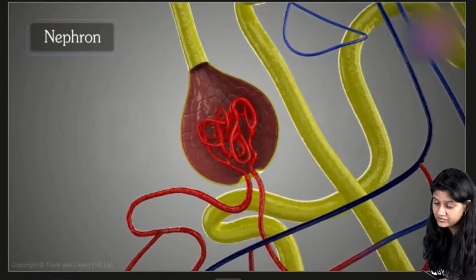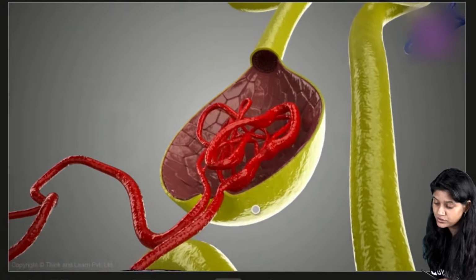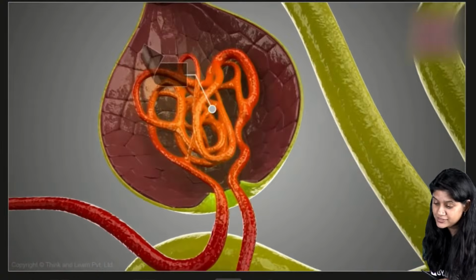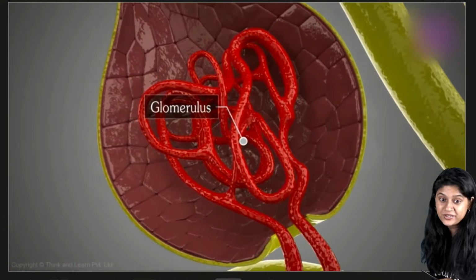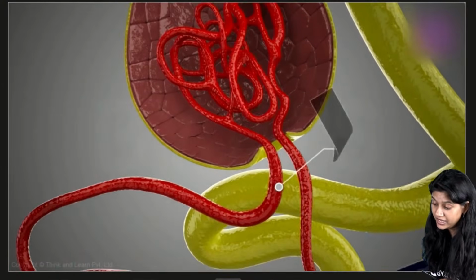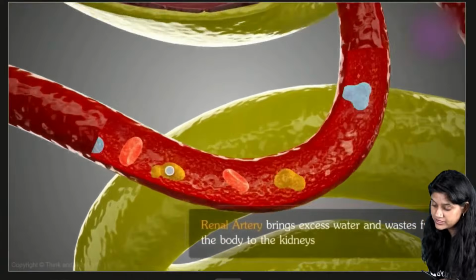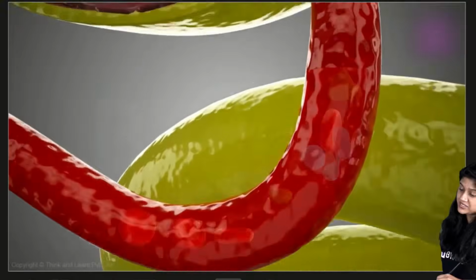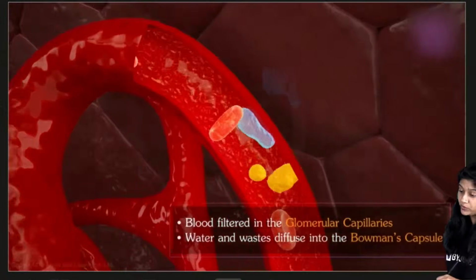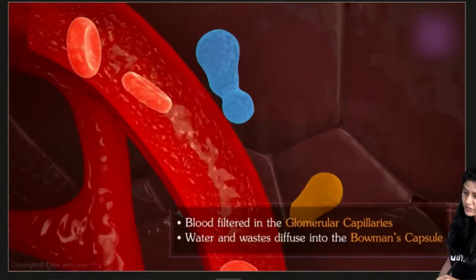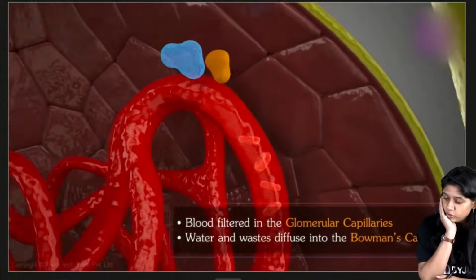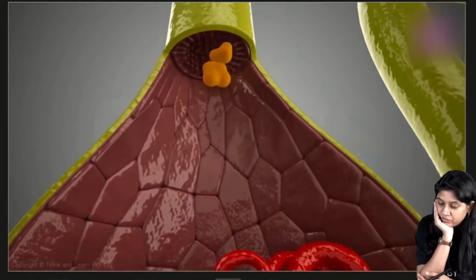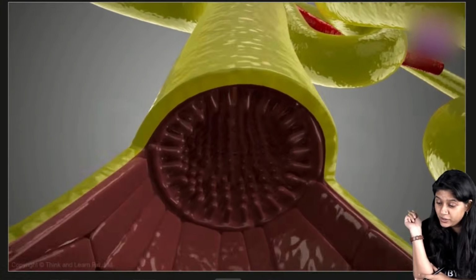So amazing, right? This is the glomerulus, the Bowman's capsule. See the blood capillaries. That's the Bowman's capsule. This is the glomerulus. And then we have the renal artery. It carries the blood. See over here, we have the waste and the excess water. Filtration will happen over here. Few molecules will move out of it. See how they're moving? The blue part and the yellow part, moving into the tubule.